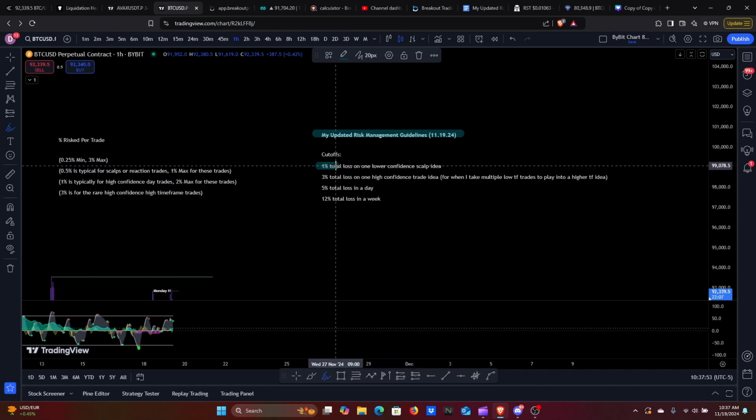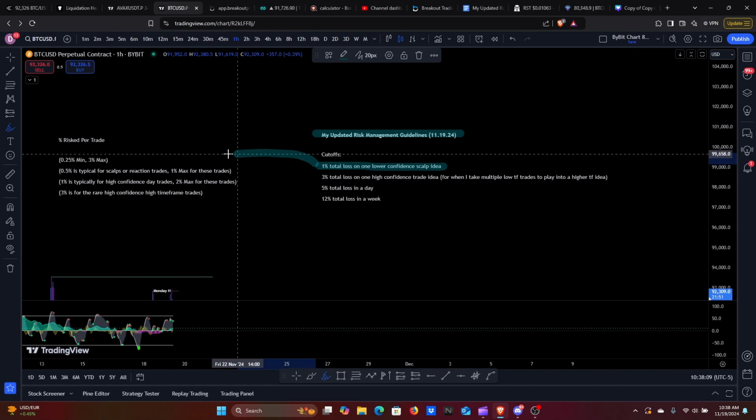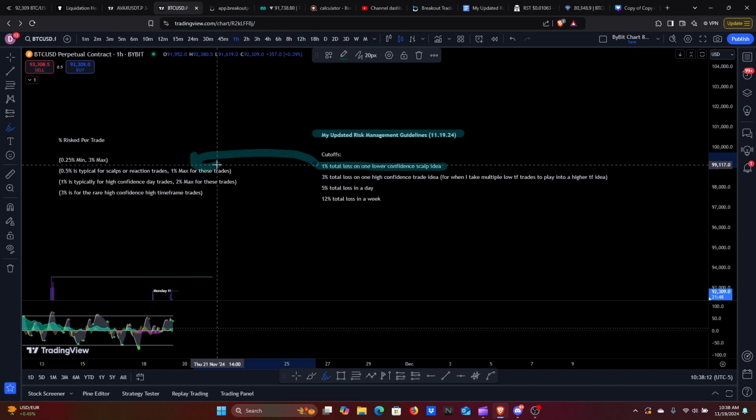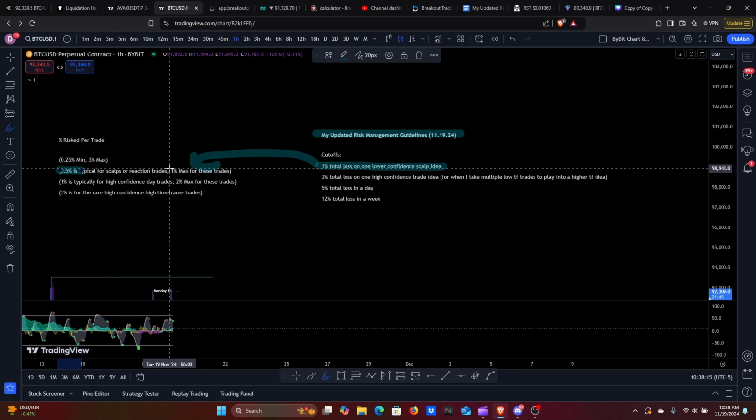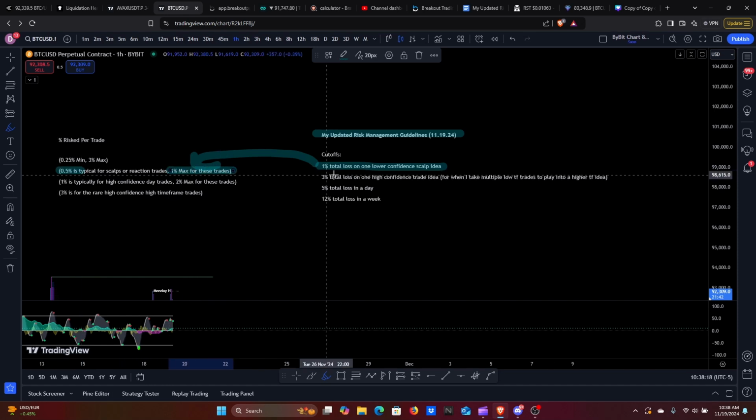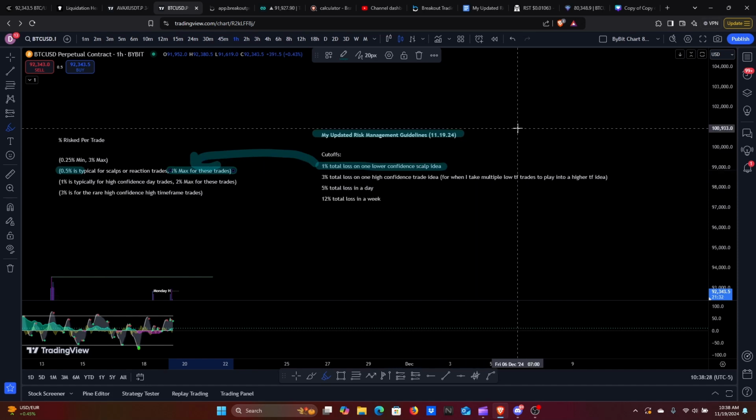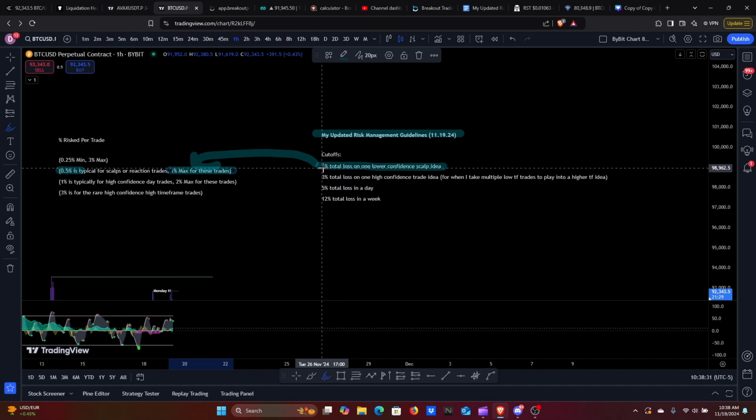And my cutoffs are a 1% total loss for one lower confidence scalp idea, which means that if I take a 0.5% risk and I get stopped out immediately, I can technically take another 0.5%, risk a total of 1%, which matches my risk management for a scalp idea over here, 0.5% per trade, a 1% max for these types of trades. And if I lose a total of 1% on a lower confidence scalp idea, I'm done with that idea. I don't care if it continues to play out after it just stopped me out. I'm not re-entering. I will only take a 1% loss on a low confidence idea.